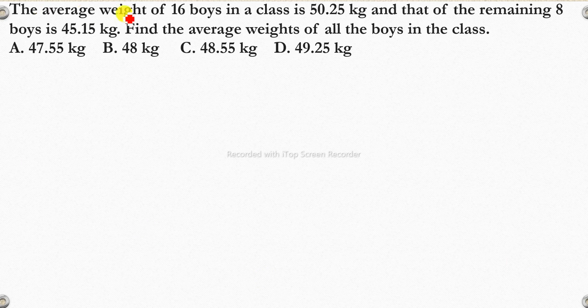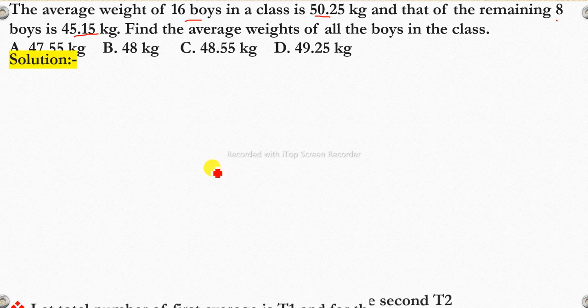The average weight of 60 boys in a class is this, and that of the remaining 8 boys is this. Find the average weight of all boys in the class. Let us move to the solution.